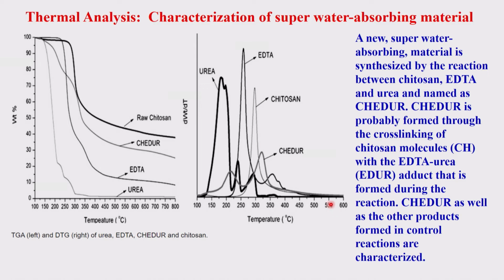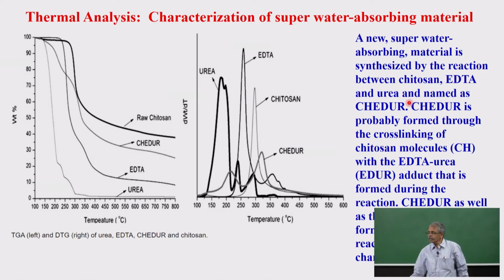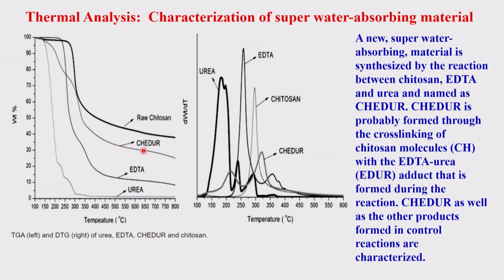So, these are made from materials like chitosan, which is one polymer, again a natural polymer, EDTA, and urea, used in different ratios, and each one of those has its own thermogram. Here you can see this. By taking these together and blending them, you get this one, CHEDUR, and you can study its thermogram, you can study its dW by dt, so you can see the temperature. So, this is coming with that kind of strength. So, you can change the ratio of raw chitosan, EDTA, urea.